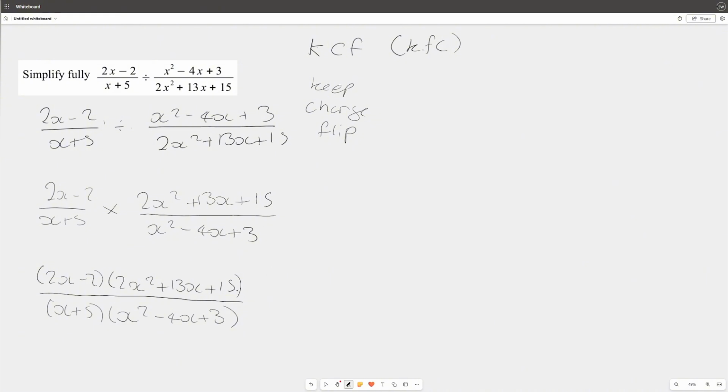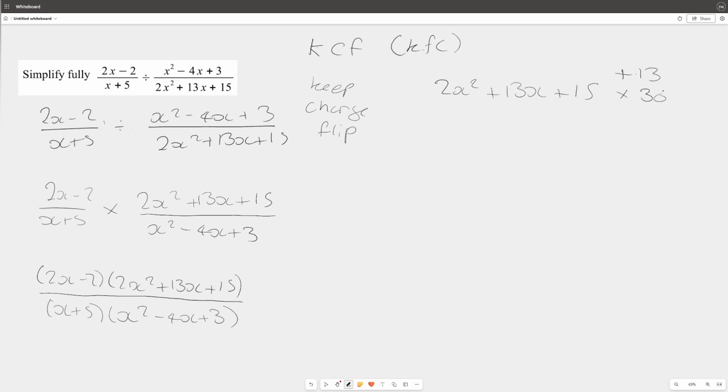So we can do our simplifying again. This 2x minus 2 is already pretty simplified. You could pull a 2 out of here, but we'll only do that in the future if we need to. So we'll start with the 2x squared plus 13x plus 15. We're going to look for two numbers which add to make 13 and multiply to get 2 times 15, which is 30. You can think about those two numbers for a second.